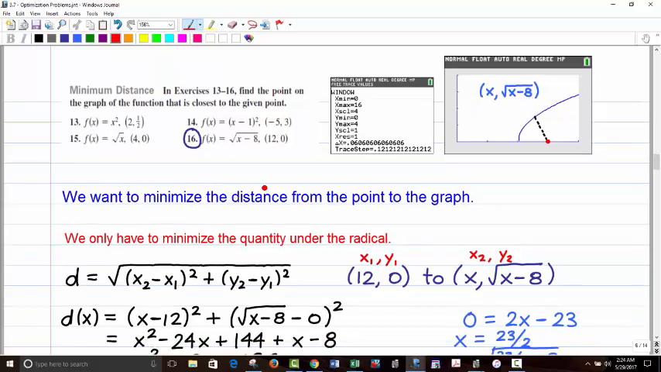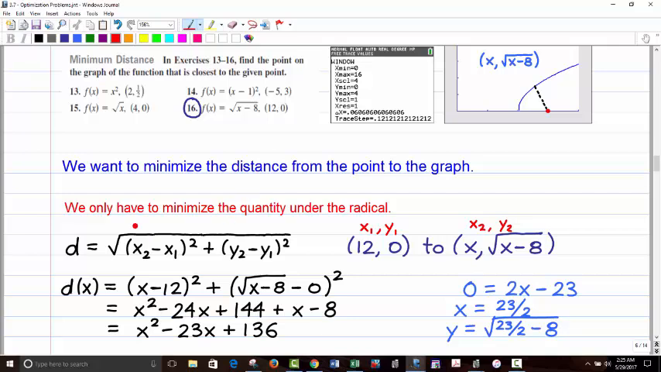Now we want to minimize the distance using the distance formula from the point to the graph. To make this easier, all we have to do is minimize the quantity under the radical. You see, here's our good old distance formula from back in algebra days. If you minimize the quantity under the radical, you're also minimizing the square root of that number at the same time. So we don't have to worry about the square root when we're taking the derivative and all that kind of business. That makes it a little bit easier.